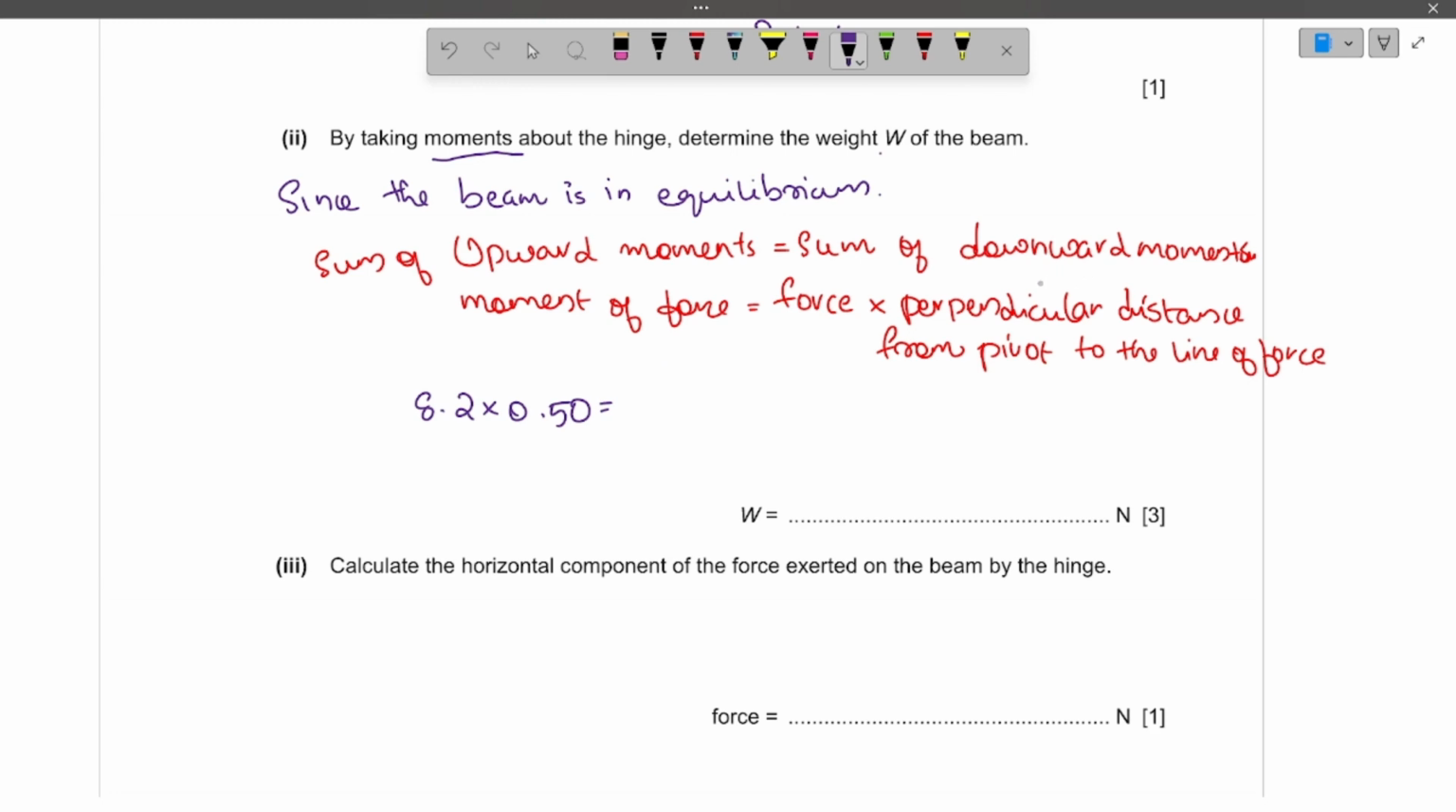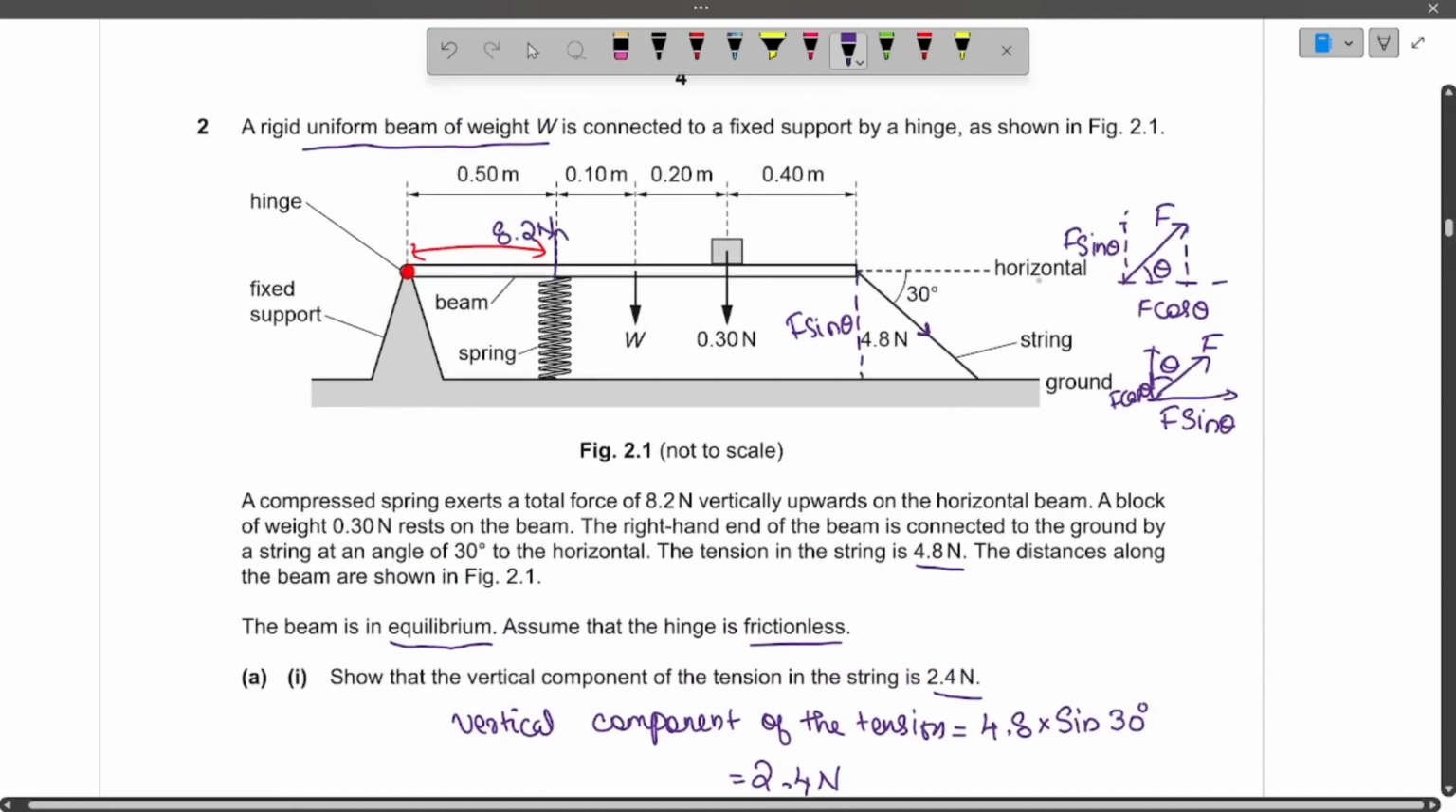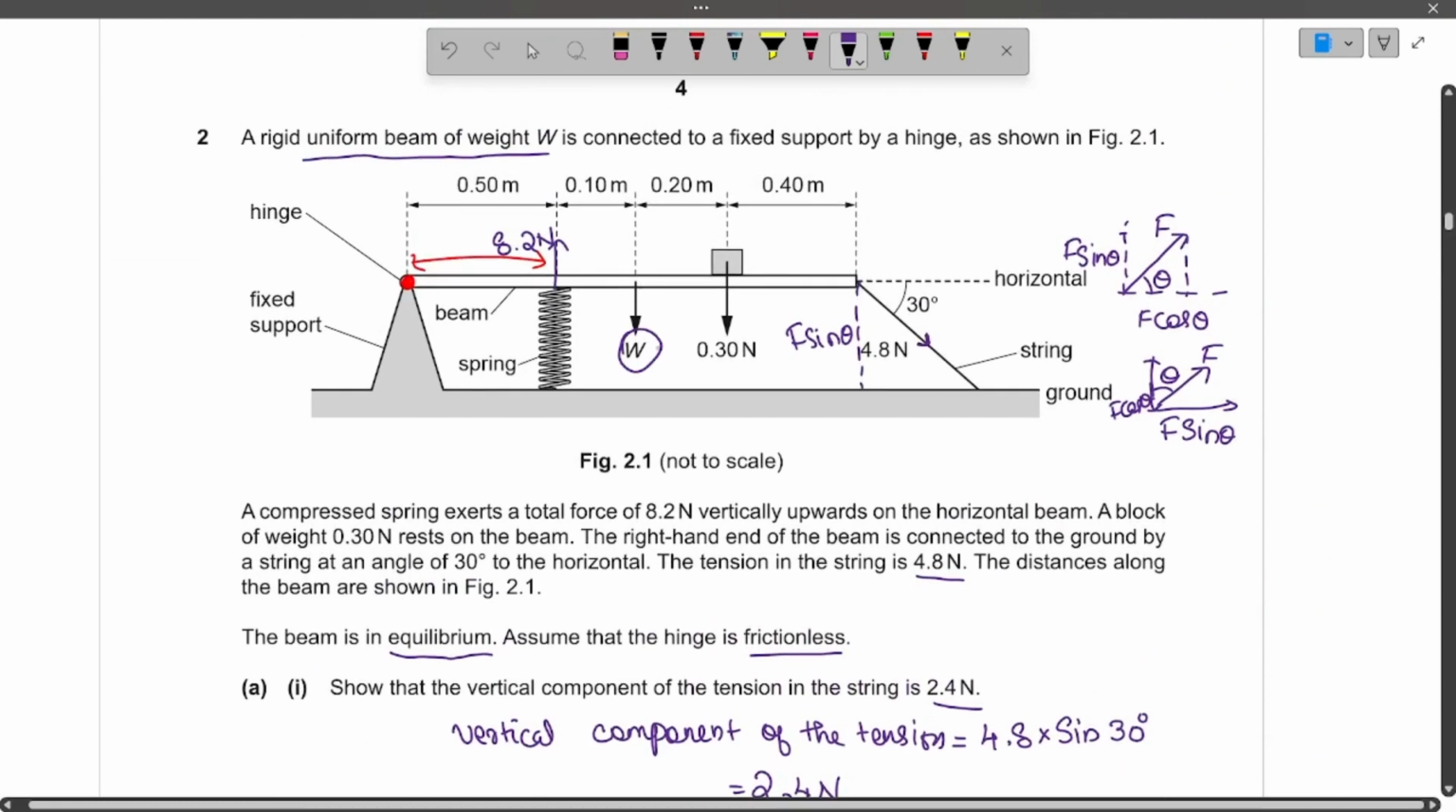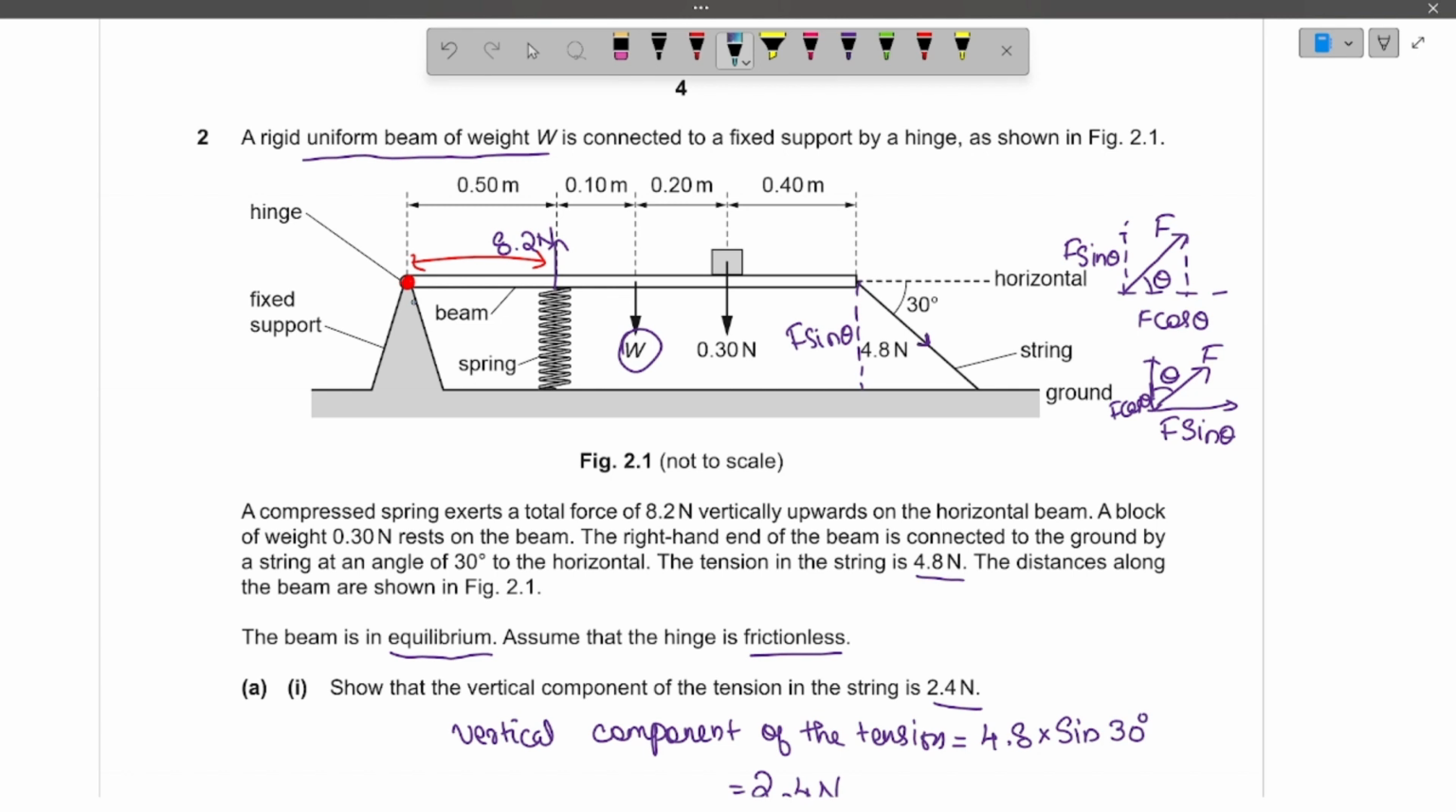So what are the forces acting on this? Downward forces acting on this beam. One is the weight. There's a perpendicular distance between this weight and the hinge. This length is 0.5 plus 0.1, which is 0.6 meter. Then the next force is 0.30 newton, the weight of this block that is resting on this beam, which is at a distance of 0.5 plus 0.1 plus 0.2, which means that this distance is 0.8 meter.